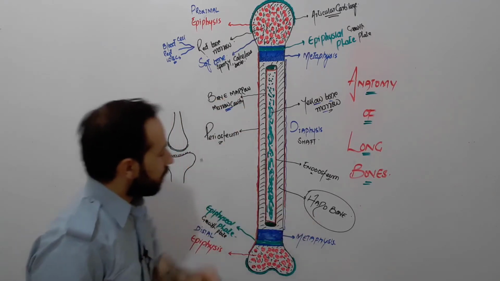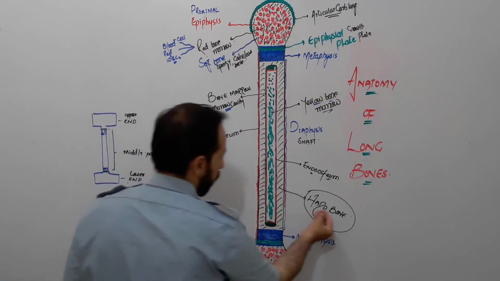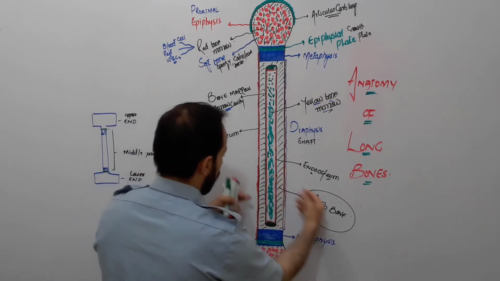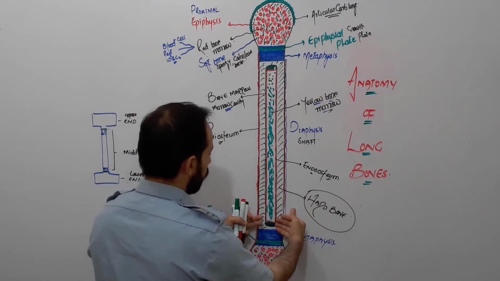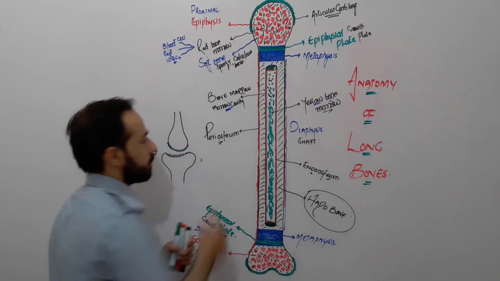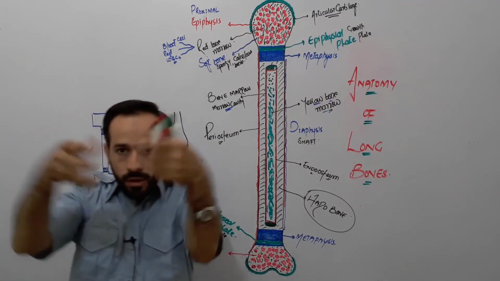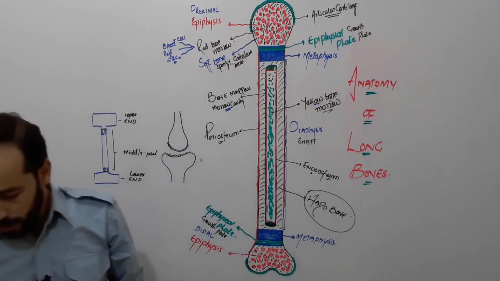So this is the hard bone. So we have hard bone, right? Hard bone is present where? Hard bone is present all around the marrow cavity.